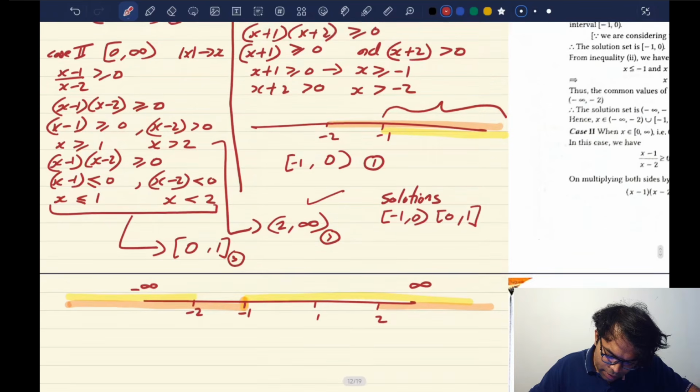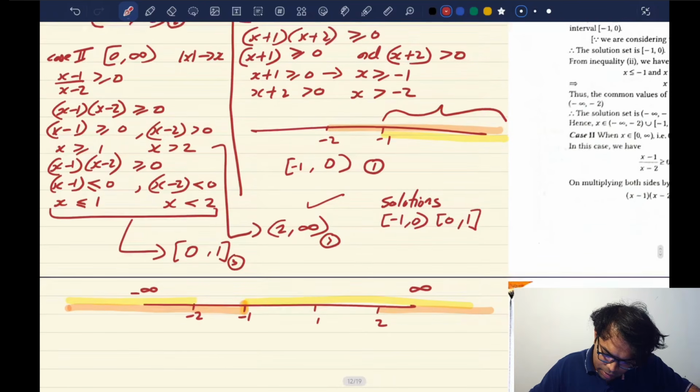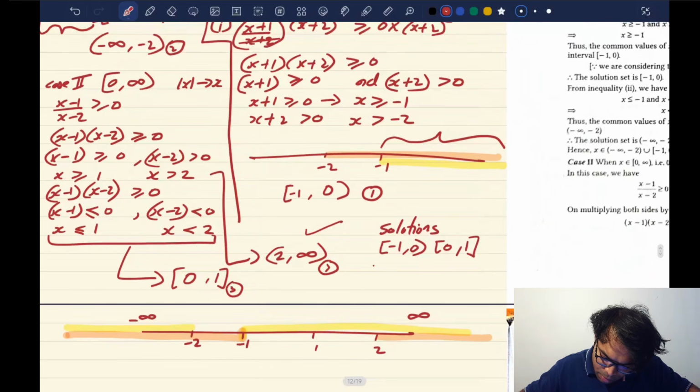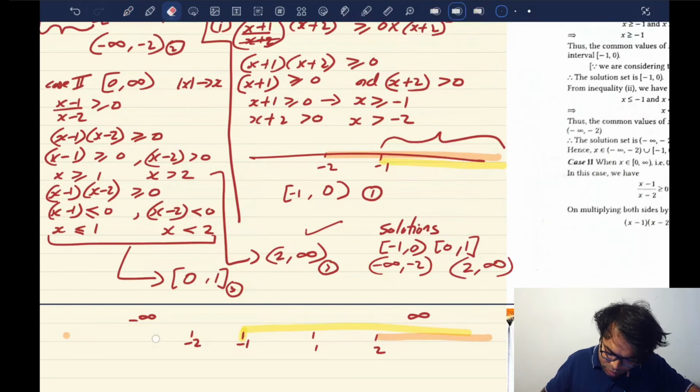Yeah, and then you have minus infinity to minus 2, and then what is the fourth one? Yeah, 2 to infinity. So I have to redraw this. I'm so sorry. I made a mistake here.